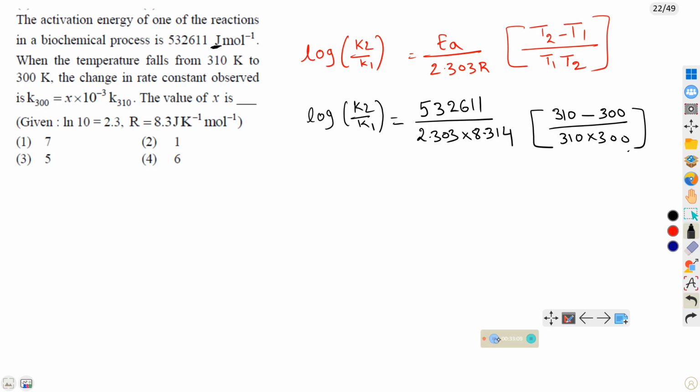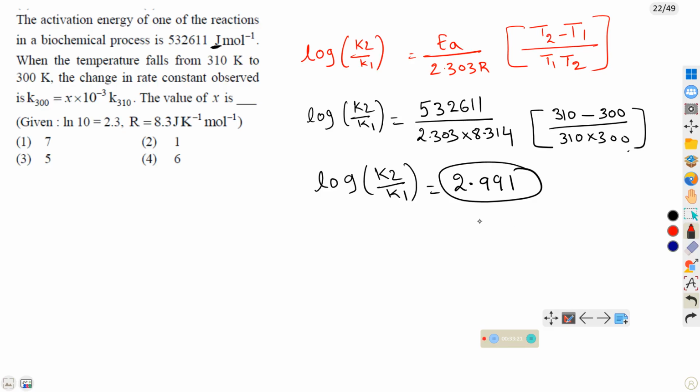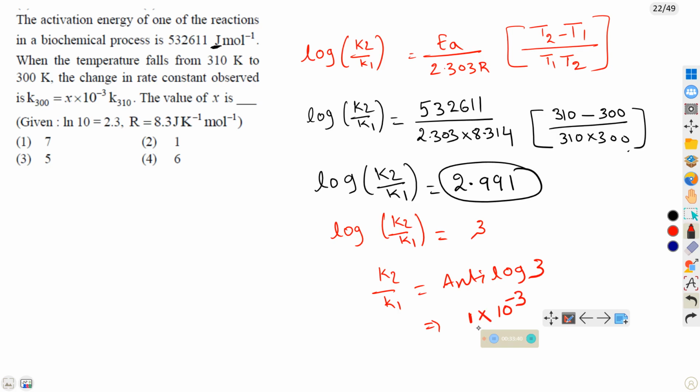Okay, now you can simplify this. Simplify, then you will get log K2 by K1 is equal to 2.991. This 2.991 is also taken as 3. Log K2 by K1 is equal to 3. Then K2 by K1 is equal to anti-log of 3. Anti-log 3 value is 10 power minus 3. It can also be written as 1 into 10 power minus 3. So, second option is correct.